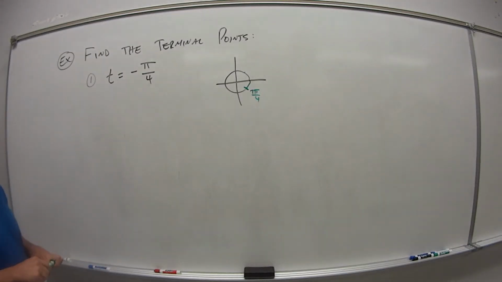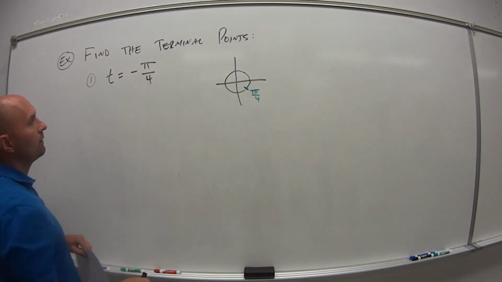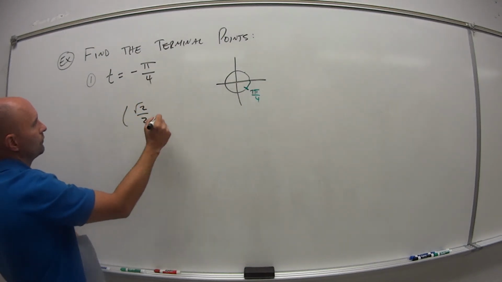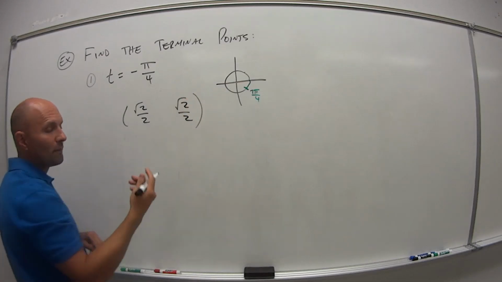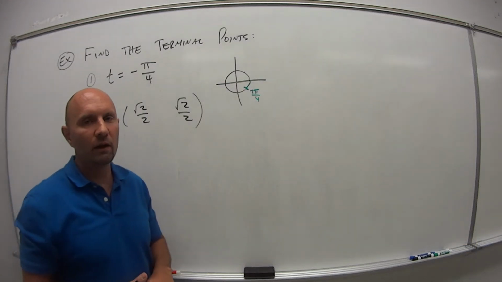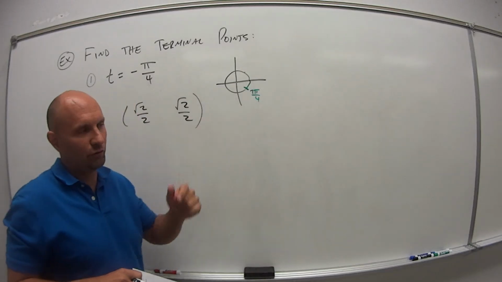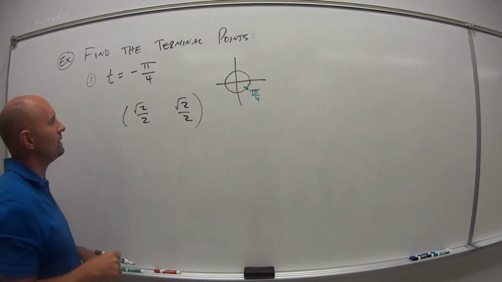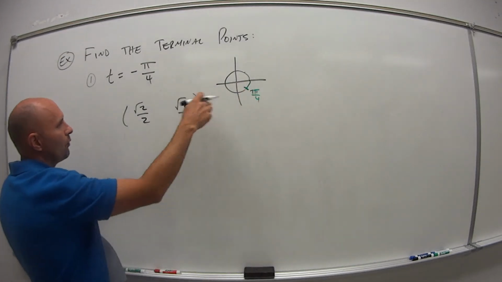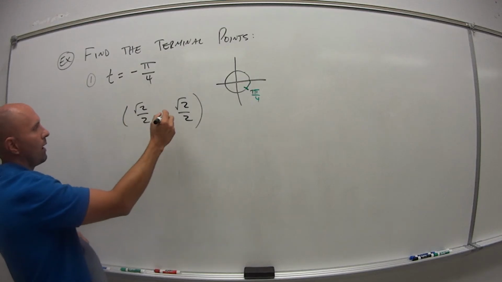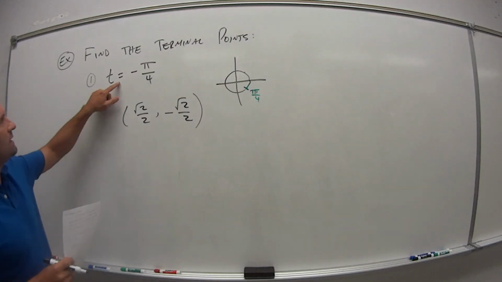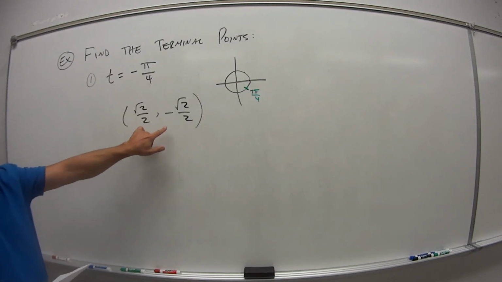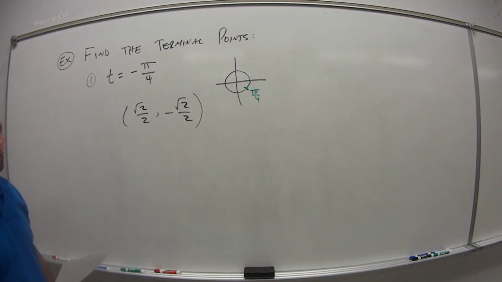So if you go to your little diagram we filled out in video 1, or if you just know that pi over 4 has the values of square root of 2 over 2, square root of 2 over 2. Remember I told you in video 1, you're going to want to know these things. I promise you by the end of the semester it'll just be second nature. But the sooner you can commit these to memory, the easier it's going to be. Because we're down in quadrant 4, x is positive, y is negative. So t is equal to minus pi over 4. Our terminal point then would be square root of 2 over 2 and minus square root of 2 over 2.